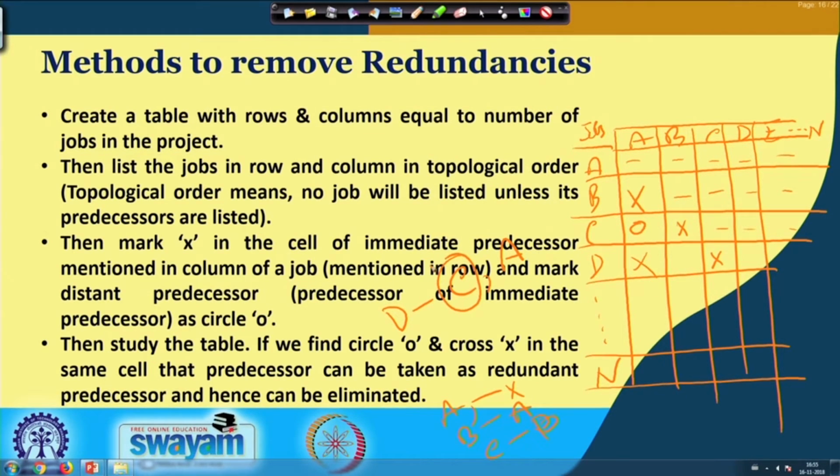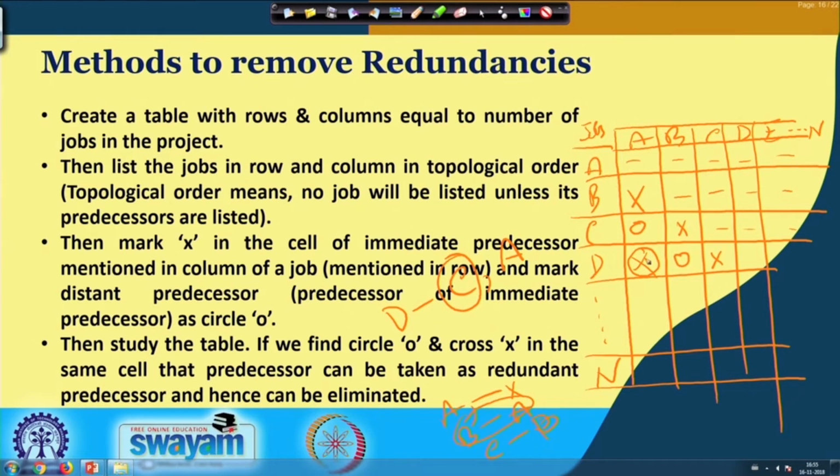So, let us see who is the immediate predecessor of C. It is mentioned that the immediate predecessor of C is B. So, we will make a circle at B because B is the distant predecessor of D. Now, after getting B as the distant predecessor of D, let us check who are the predecessors of B. Looking at this, we have found the predecessor of B is A. So, we will mark a circle at A because A is now becoming the distant predecessor of D.